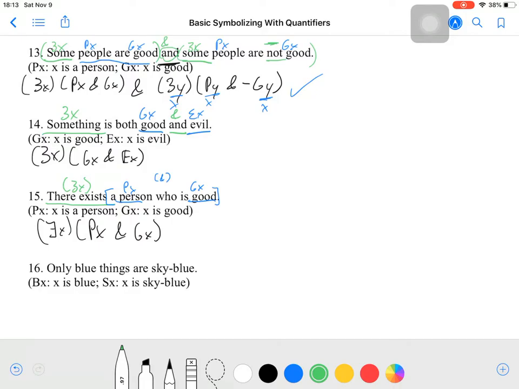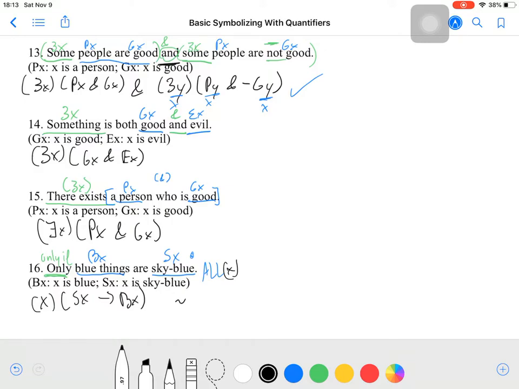Now going on to 16. Only blue things are sky blue. So when you see only, read it as an only if. Then we have two categories. We have blue things and we have sky blue things. So something is sky blue only if it is a blue thing. And this is talking about all sky blue things. So we're going to have a universal X. So for all of X, if X is sky blue, then it must be the case that that is blue.